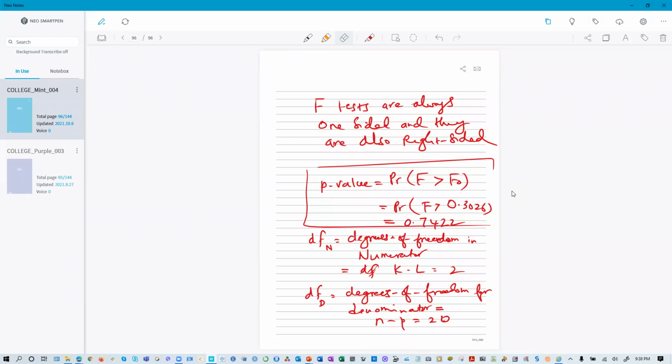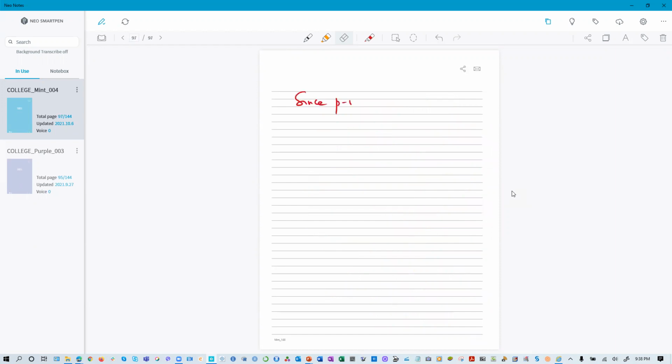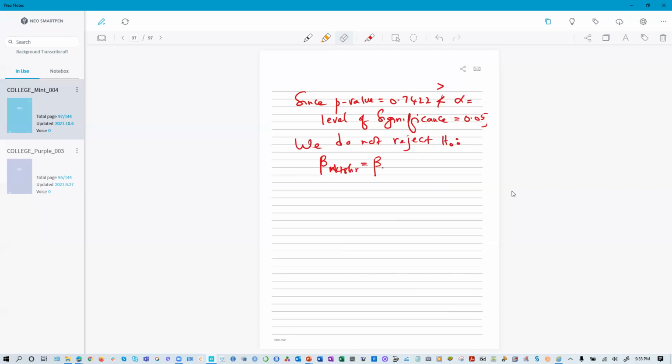Now you can make the conclusion. Since the P value equals 0.7422, it is not less than, or you can simply say greater than, alpha, where alpha means the level of significance, which is 0.05. We do not reject H0, in which we say beta market share equals beta competition equals 0. We do not reject. That means there's no impact from 10 at this level of significance.